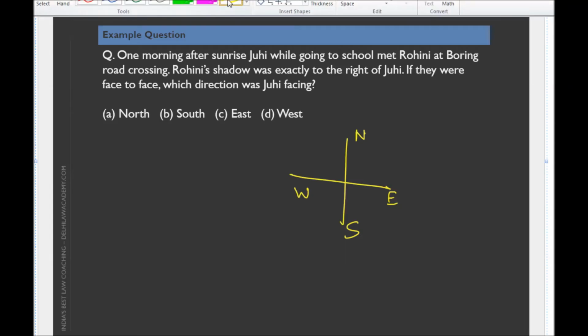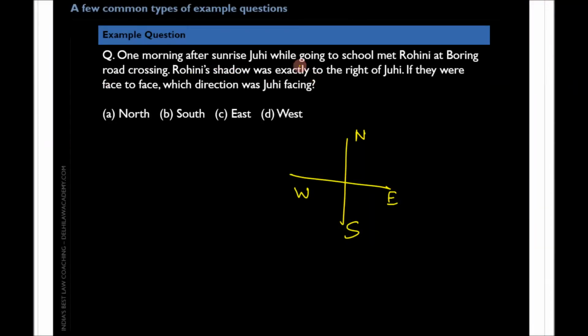Next question in this video. One morning after sunrise, Juhi, while going to school, met Rohini at Boring Road crossing. Rohini's shadow was exactly to the right of Juhi. If they were face to face, in which direction was Juhi facing? These are your sunrise sunset questions. We are told that it is morning after sunrise.